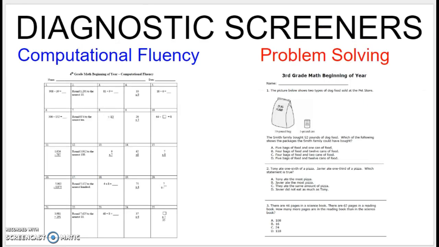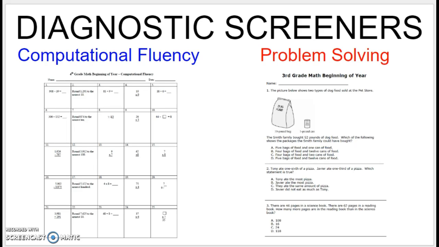In addition to our universal screener, we give two diagnostic screeners, one for computational fluency and another for problem solving. Both screeners are aligned to the previous grade level's TEKS, so that you have detailed information about how all of your students have mastered the learning that's prerequisite to the mathematics you'll be teaching.